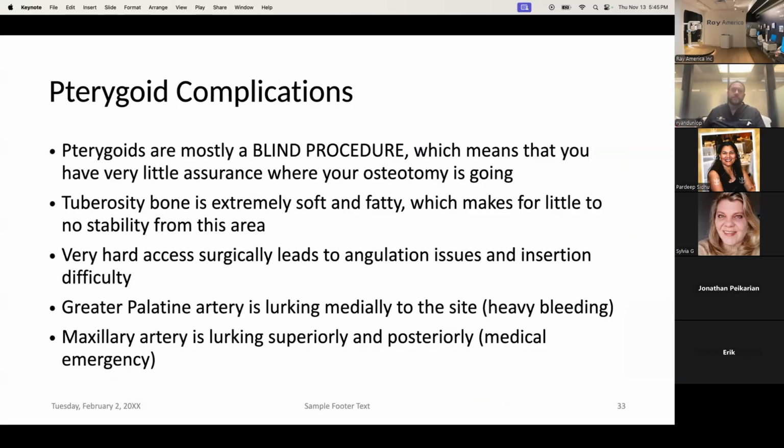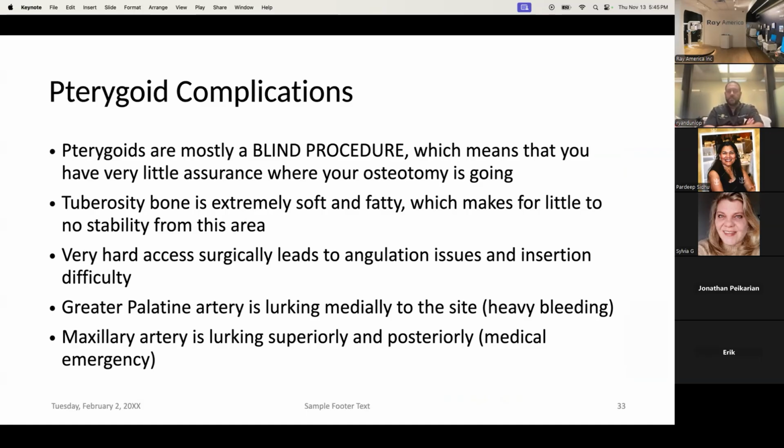So the problem with pterygoid implants is that no matter what you do, it's pretty much a blind procedure. There's no way for you to raise a flap to see all the way up to where the apex of your implant is going because there's too much anatomy there. We can't get up there. So you have to have an anatomically guided and haptic approach.